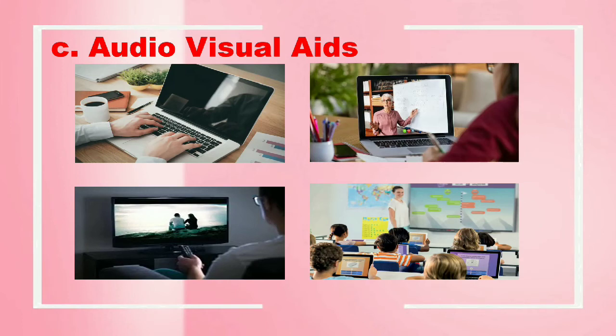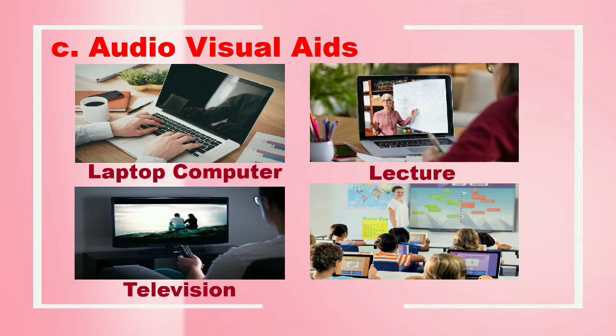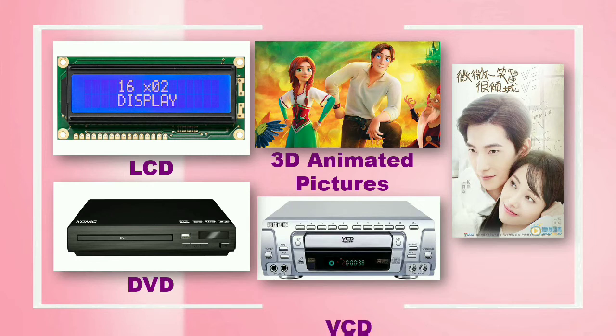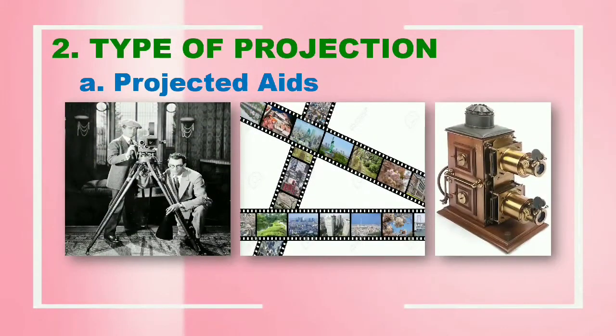Audiovisual aids. Audiovisual aids involve both sense of hearing and sense of sight. So here are the examples of audiovisual aids. Laptop computer, television, lectures, demonstrations. LCD, 3D animated pictures. We also have DVD, the VCD, and the films. Next type is type of projection. This type includes projected aids and non-projected aids.